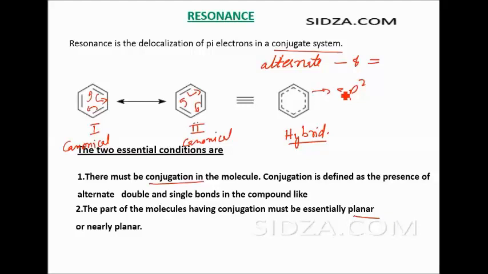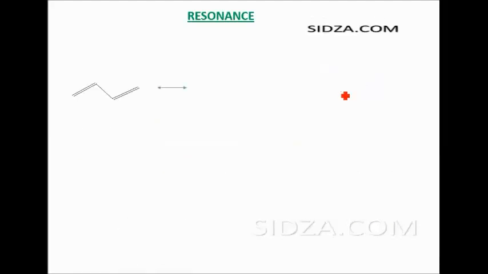So let's take some other examples of resonance, right? This is another molecule which is called 1,3-butadiene, because we find 4 carbon atoms, 1, 2, 3, 4. This is 1,3-butadiene, right? In this molecule we have a double and a single bond alternatively present. So this is a conjugated system. Resonance can occur here, right? So we can shift this pi electron here and this can shift here, right?